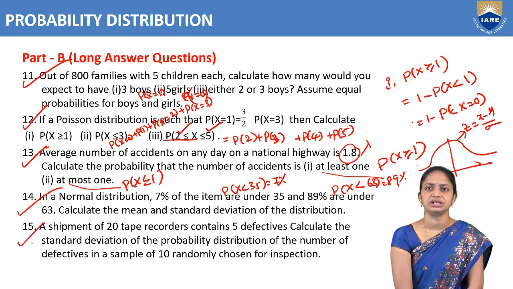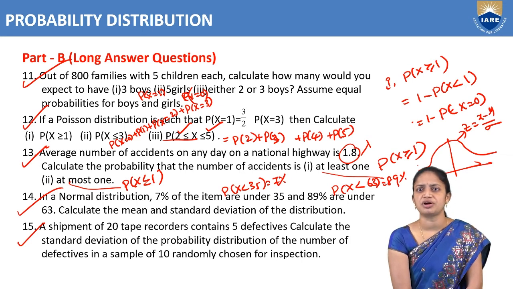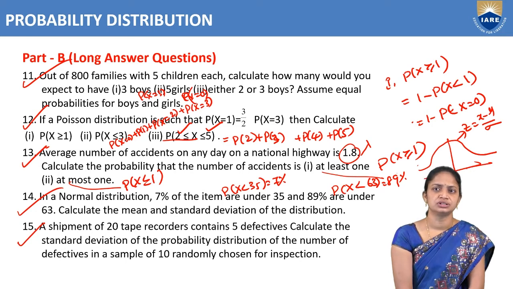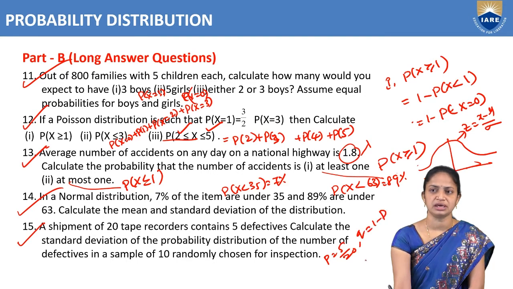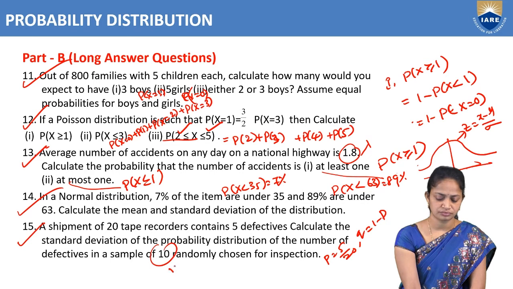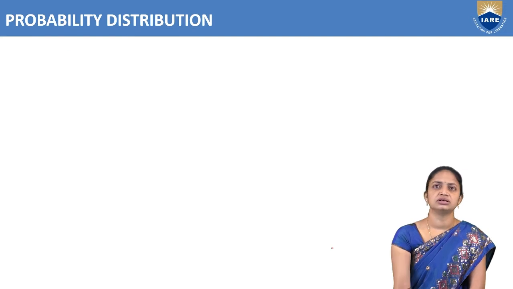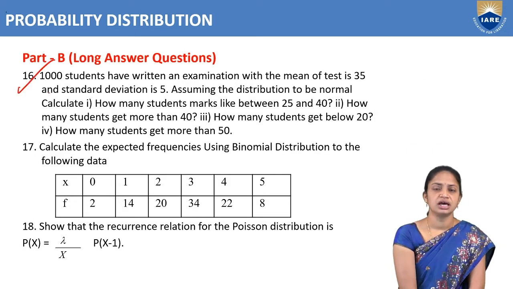So, coming to the 15th question, a shipment of 20 tape recorders contains 5 defectives. Calculate the standard deviation of the probability distribution of the number of defectives in a sample of 10 randomly chosen for inspection. Here p equal to 5 by 20 and q is nothing but 1 minus p, and n equal to 10. Here I am using the binomial distribution formula, that is p of x equal to nCx p power x q power n minus x.